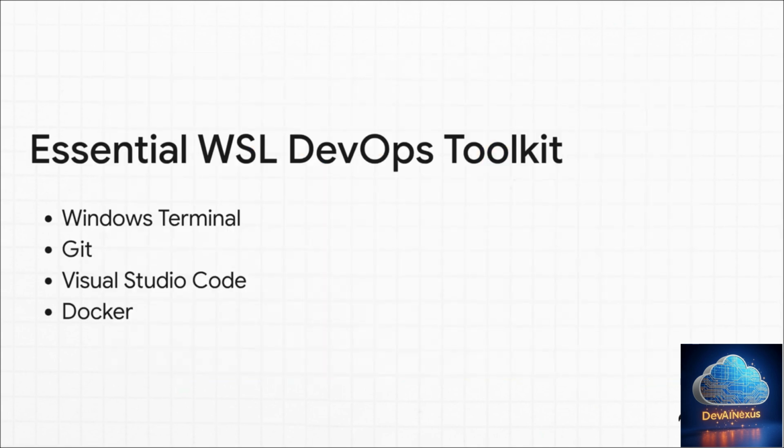Okay, so you've got it installed. Now what's the dream setup? Well, there are 4 key tools that, when you put them together, create an absolute powerhouse of a development environment. You've got the Windows Terminal for a fantastic command line experience, Git for your version control, VS Code as your editor, and of course, Docker for all your container needs. That's a pro-level workstation right there.